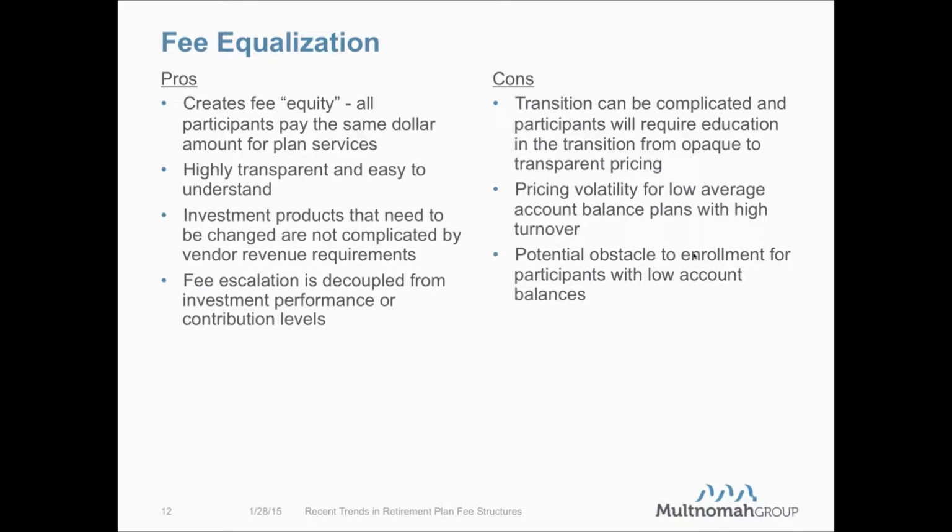The pros of the per capita model is, again, it creates that fee equity in that all participants, in this case, pay the same dollar amount for plan services. In the prior example, they paid the same asset-based fee. And I think that plan sponsors can and do differ dramatically about which of those two metrics they consider to be most fair, whether some combination of them should be fair. But again, it creates equity in that, at least in this example, they're all paying the same dollar amount.